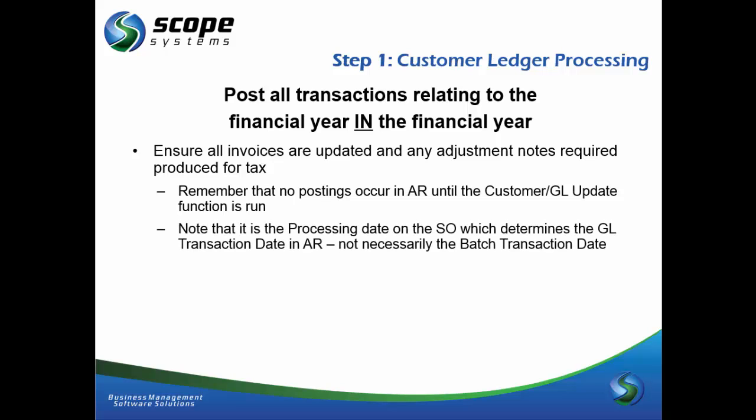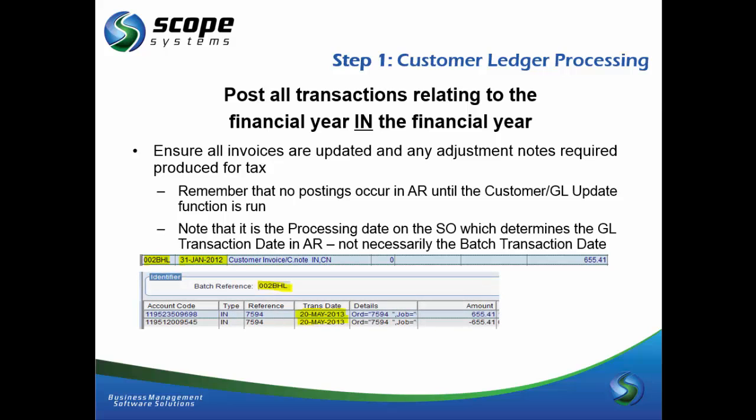Please note that the processing date on the sales order determines the general ledger transaction date in AR, not necessarily the batch transaction date. Very important. And we'll come back to this in more detail. In the below example, we have a batch with transaction date 31 January 2012. But you can notice that the posting date is 20 May 2013.